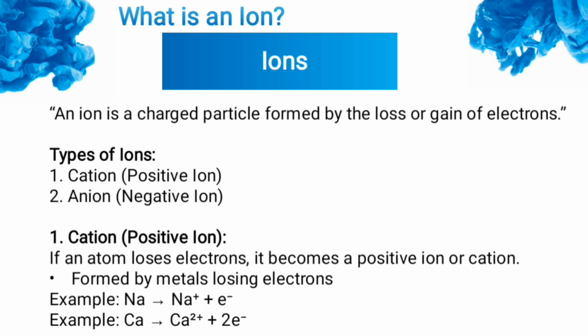The first one is cations or positive ions. If an atom loses electrons, it becomes a positive ion or cation. It is formed by metals losing electrons. For example, a sodium atom loses an electron and forms a sodium ion. Similarly, a calcium atom loses two electrons and forms a calcium ion.